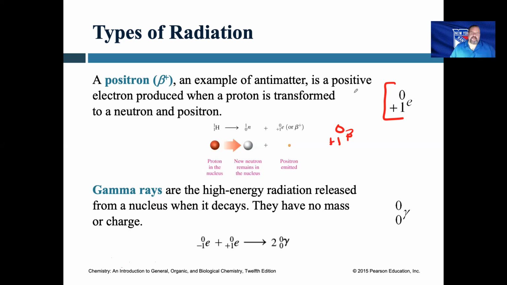Because again, your beta particles are high energy electrons, your positrons are positive electrons. So essentially they are beta particles that have a positive charge. So that would be an acceptable atomic symbol also. And then finally, your gamma rays. Your gamma rays are the high energy radiation released from a nucleus when it decays. They have no mass or charge.